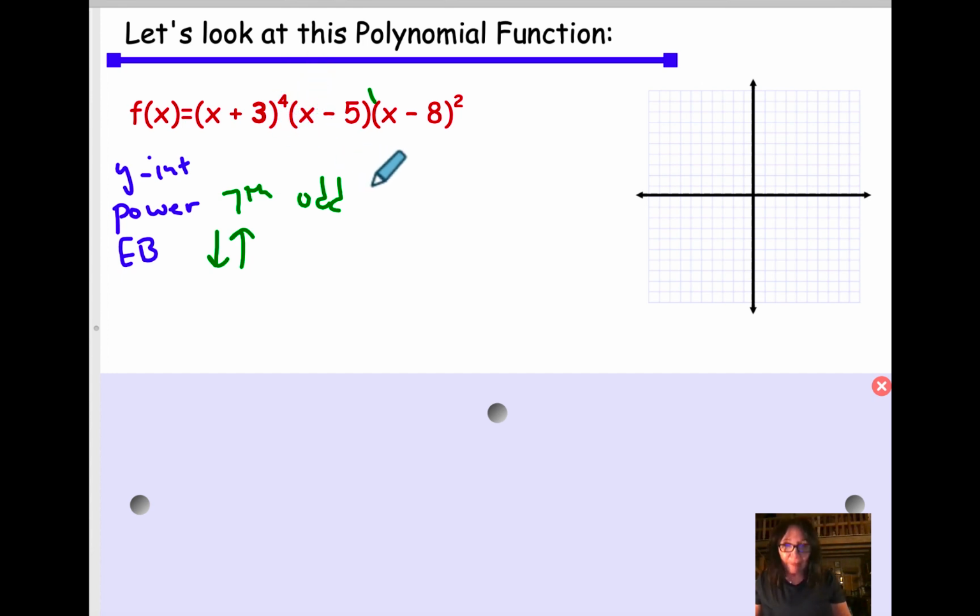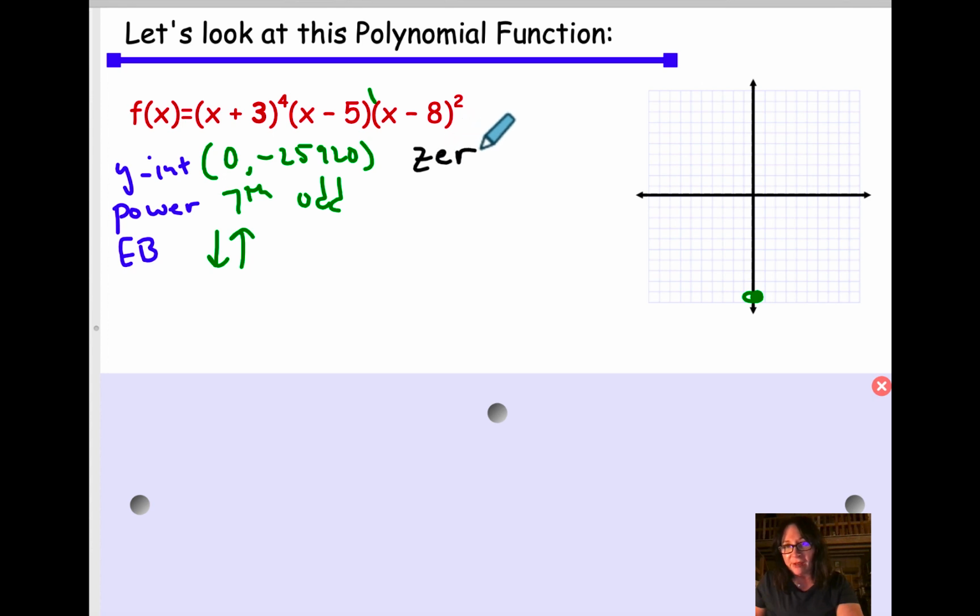So 81 times -5 times -8, which is positive, and so that's going to be 64, and so that's negative. So that value is going to be way down here somewhere, and it's going to be 0, -25,000 something, okay?